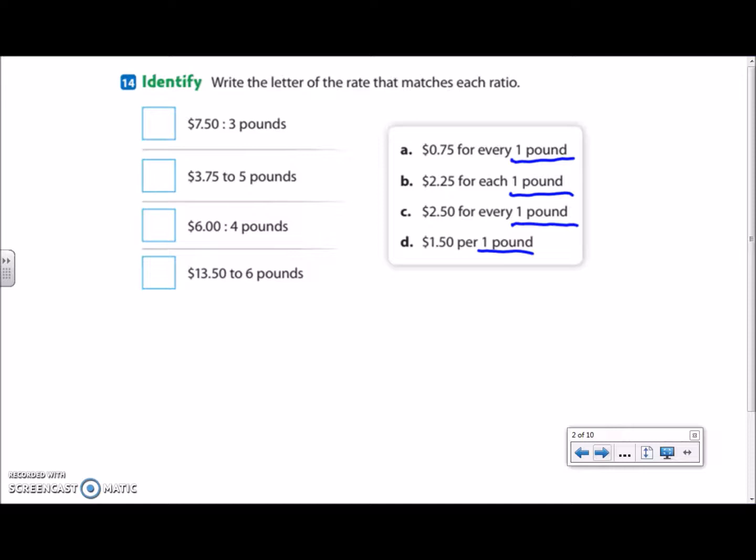And so what I'm going to do is attempt to put each of these into unit rates. If it costs $7.50 per 3 pounds, then we need to know how much it costs per 1 pound. If I divide both parts of my ratio by 3, I know that $2.50 per 1 pound would be my ratio, and that looks like choice C.